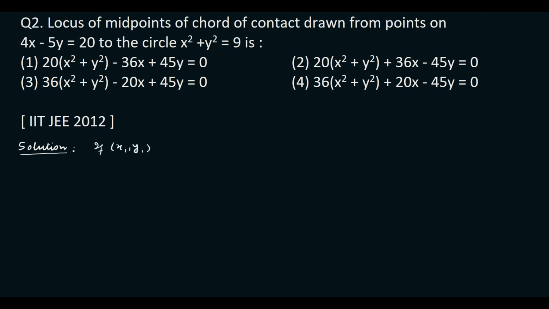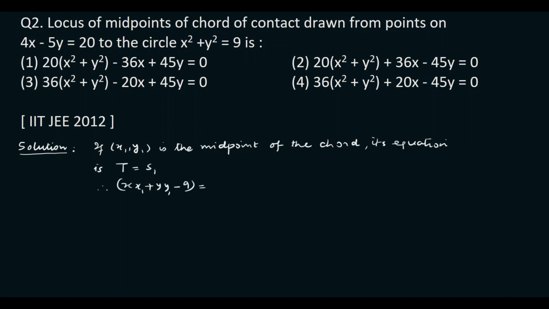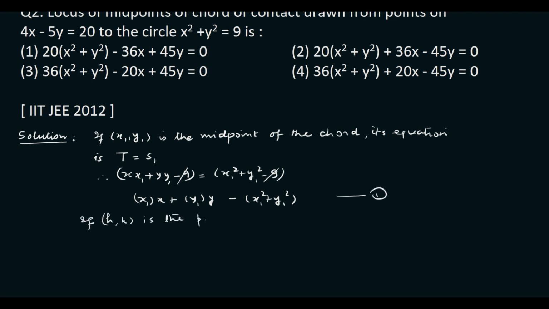Now here, first of all, locus of midpoints of the chord drawn from the points on the line. So if (x1, y1) is the midpoint of the chord, its equation, once again as in the last question, is T is equal to S1. So it is xx1 plus yy1 minus 9 is equal to x1 square plus y1 square minus 9, from the equation of the circle. 9 gets cancelled out and you get this equation for the chord having midpoint at (x1, y1).